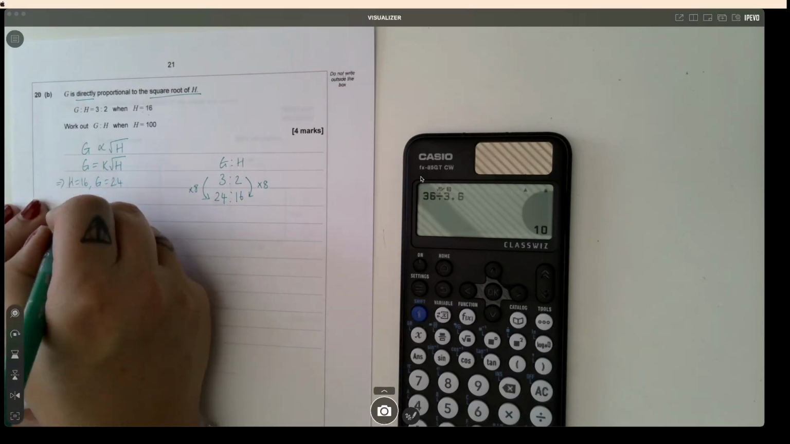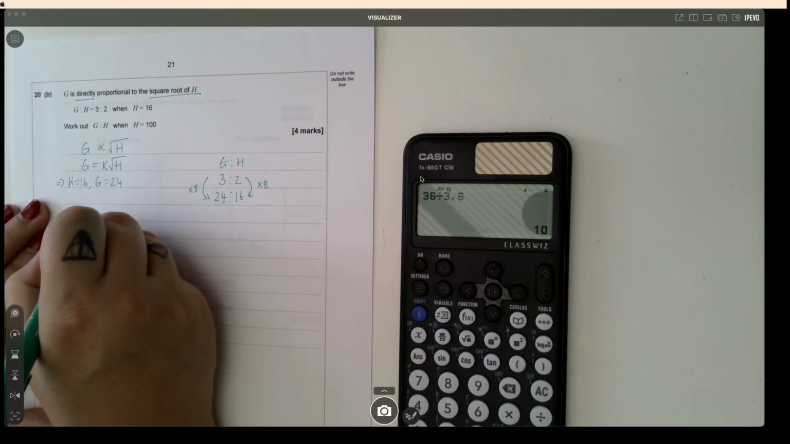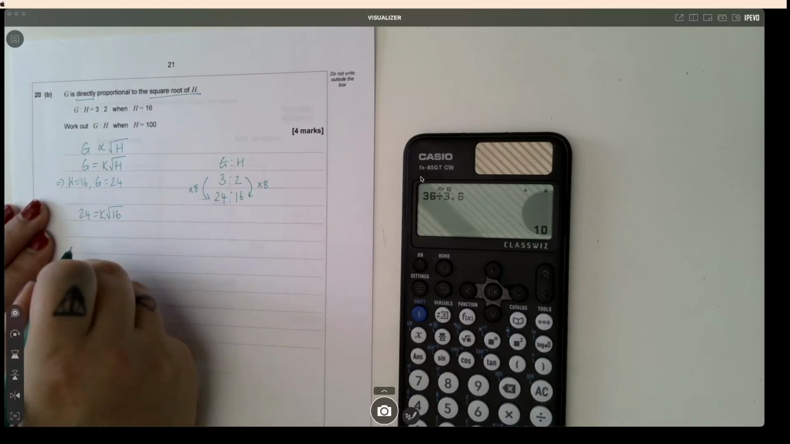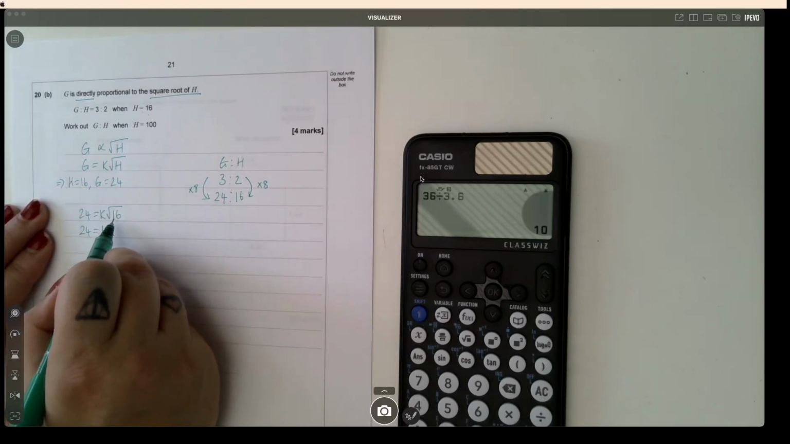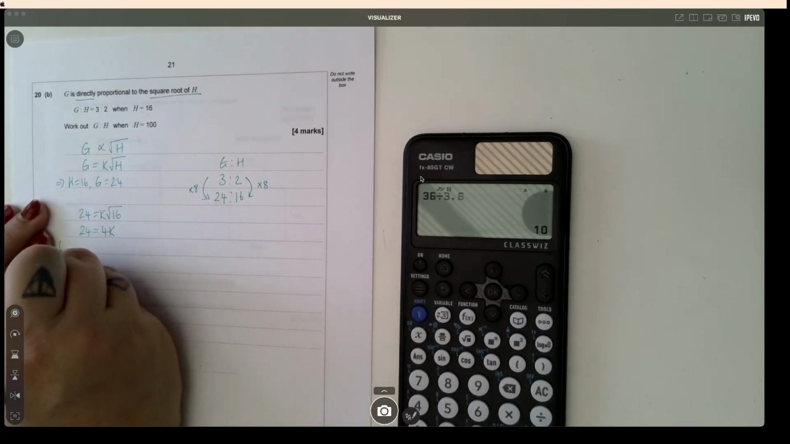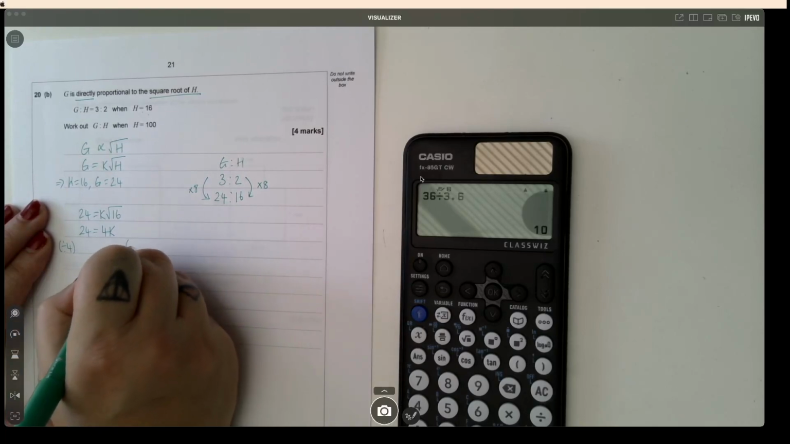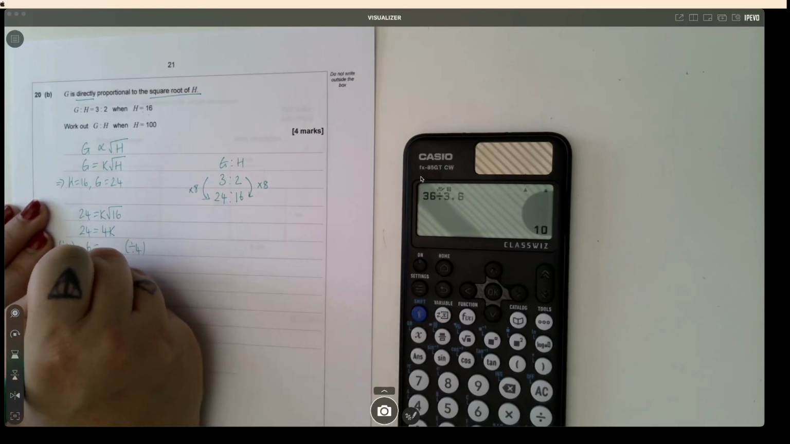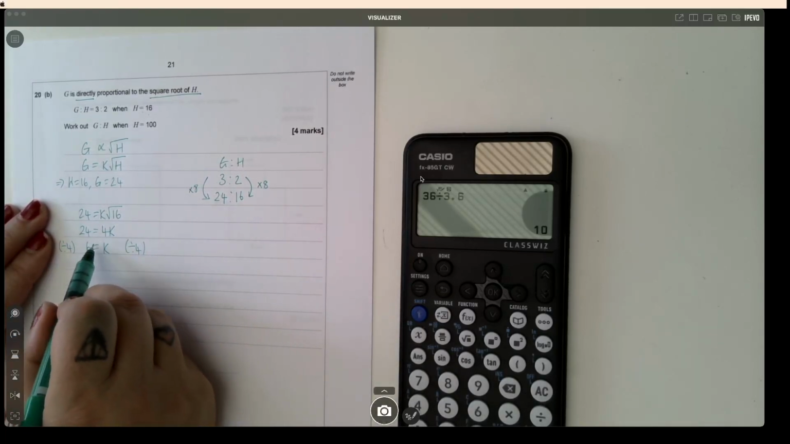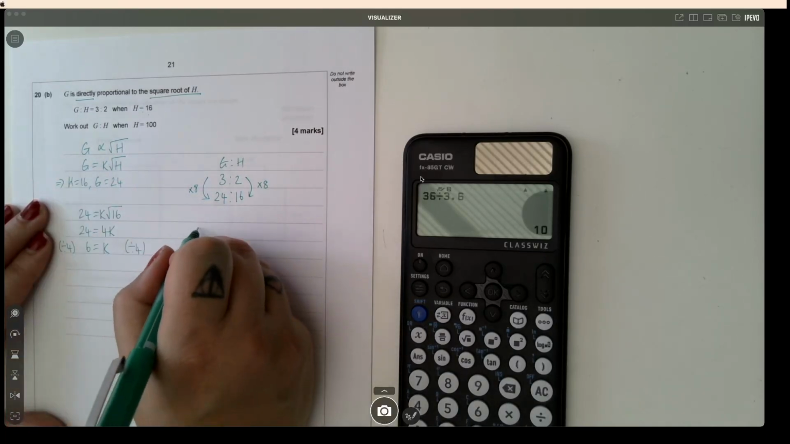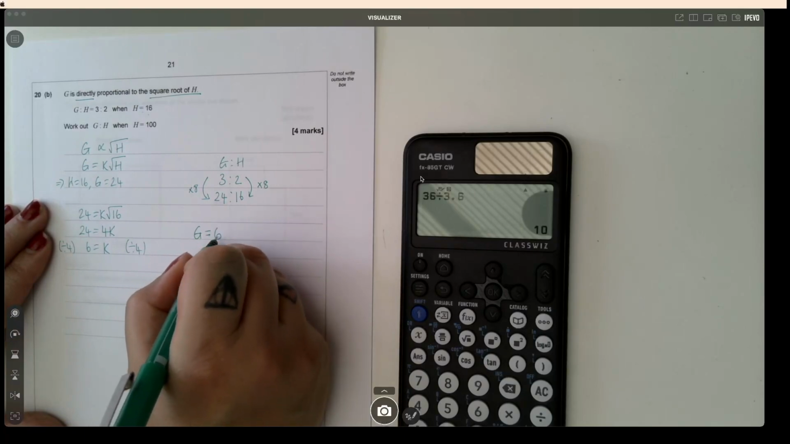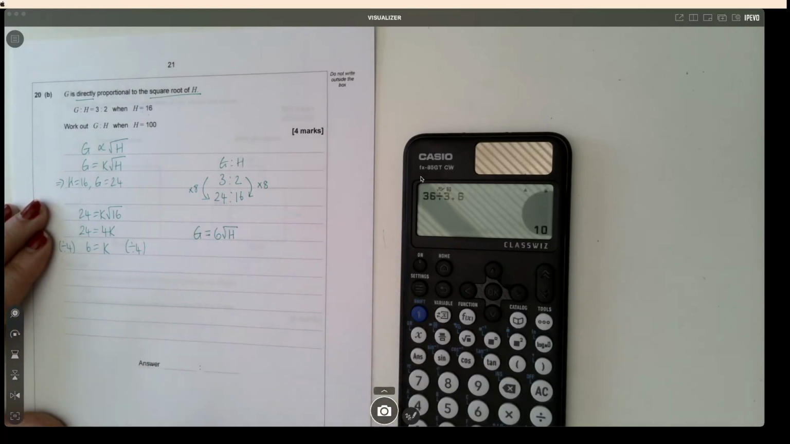So we're going to substitute 24 for G and then 16 for h. So 24 equals 4k because the square root of 16 is 4. So then if I divide by 4, k is equal to 6. So now I can rewrite this equation for direct proportion as G equals 6 times the square root of h.